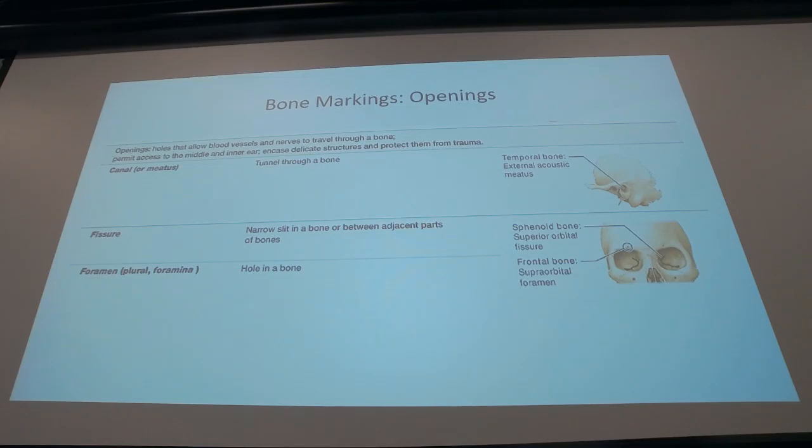And what passes through these fissures? Well, blood vessels and nerves that allow us to have healthy muscles in our orbit and provide blood supply to the tissues in our orbit. Okay.